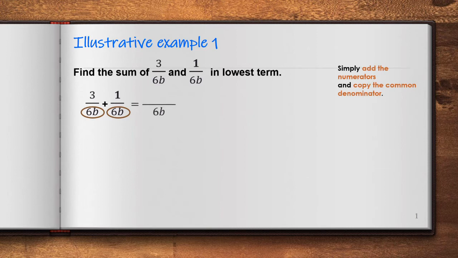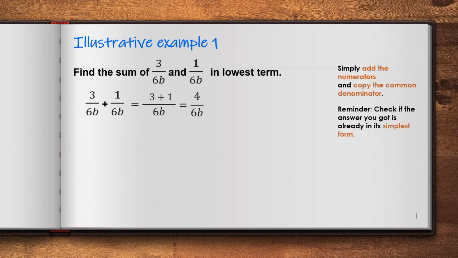Then let's add 3 and 1 as the numerator. Simplifying further, 3 plus 1 is equal to 4. So the answer is 4 over 6b. Reminder, check if the answer you got is already in its simplest form. How can I say that's already in its simplest form? Ask yourself, do the numerator and the denominator have common factors? In our answer, 4 and 6 have common factor.